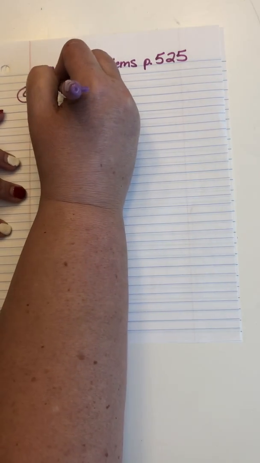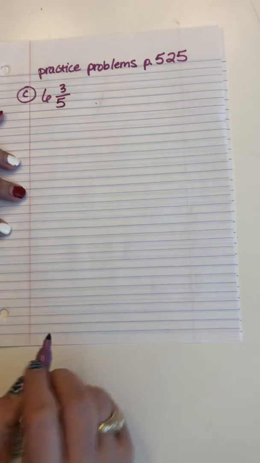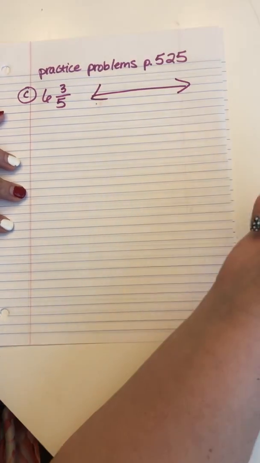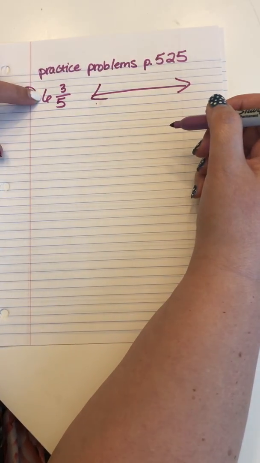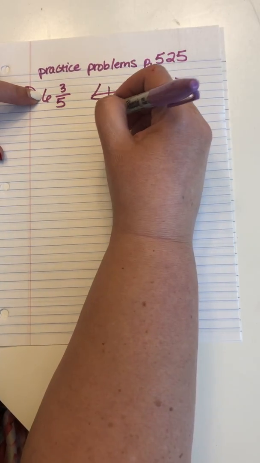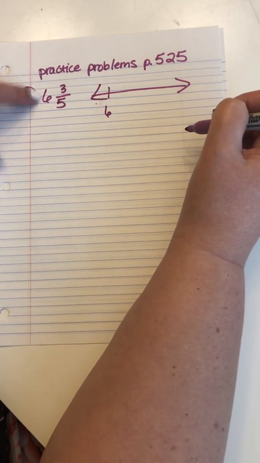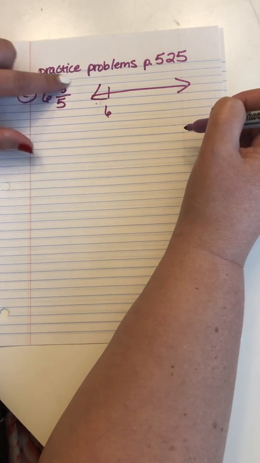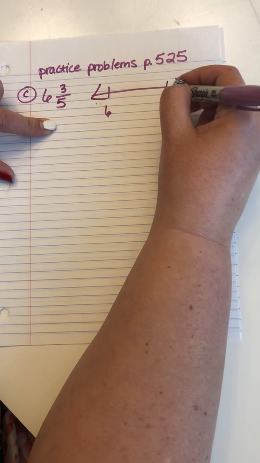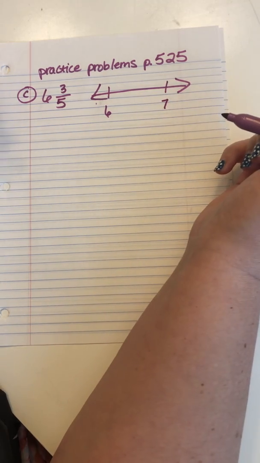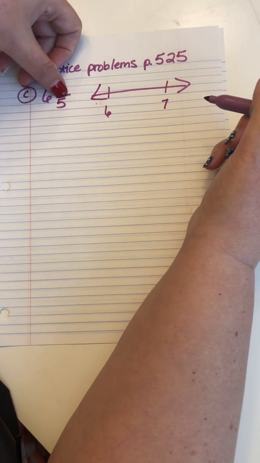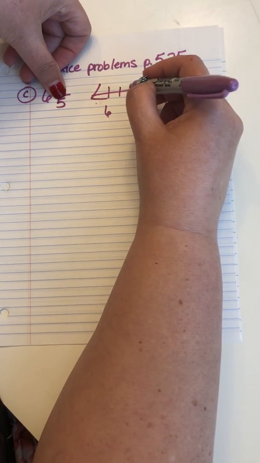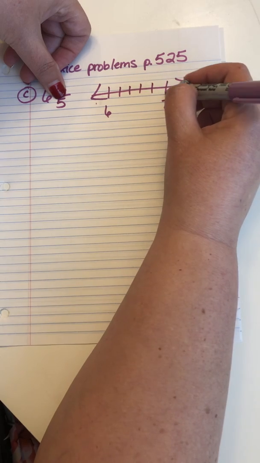So 6 3/5 is what it tells me. So I draw my number line, and I know that if I am past 6 on the number line, because that's my whole number here, but I haven't made it all the way to 7 because I have a fraction of a number here. So I can know it's going to be somewhere between 6 and 7. So I'm going to divide it into fifths because that's my denominator. 1, 2, 3, 4, and here's my 5th mark.